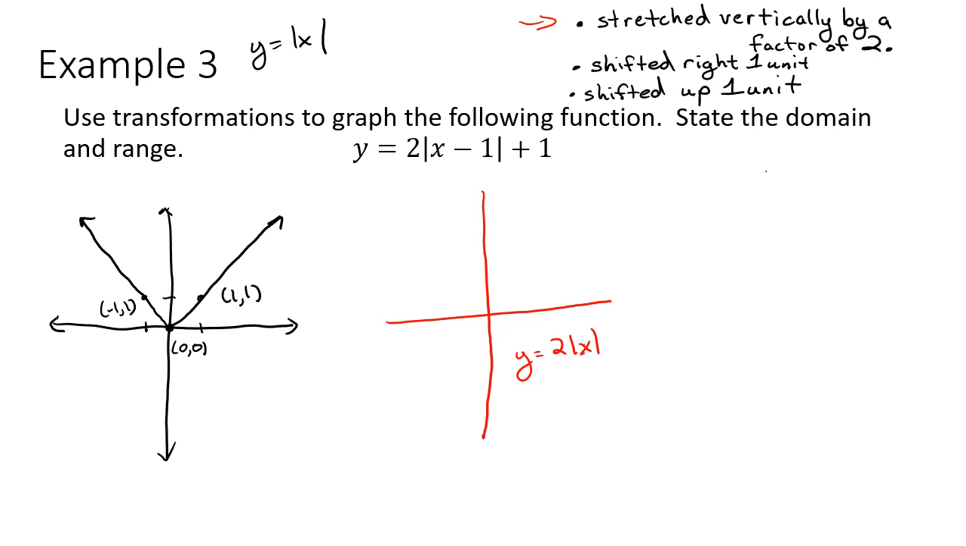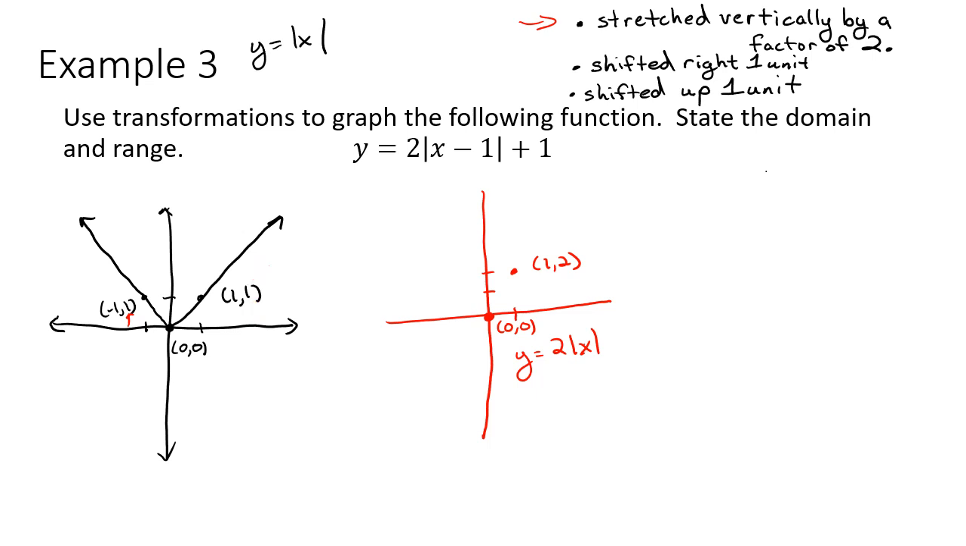All right, so starting with the 2 times the absolute value of x, we're going to take all of our y values and double them, multiply them by 2. So if we multiply 0 by 2, that would still be in the same location. That doesn't change. For our second ordered pair, if we multiply this y value of 1 by 2, it gets stretched up twice as tall to the point 1, 2.